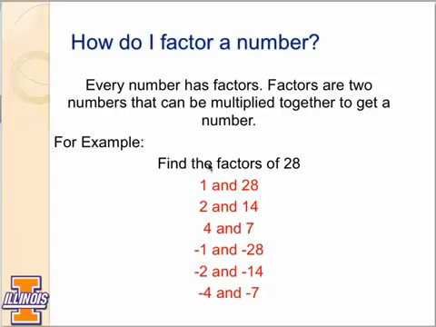So I go ahead and I write out all the factors. All these numbers would multiply together to make 28. So 1 times 28, 2 times 14, 4 times 7. But most people forget about negative numbers in algebra, so we have to include the negative numbers as well. So negative 1 and negative 28, negative 2 and negative 14, and negative 4 and negative 7. Those are all factors of 28.